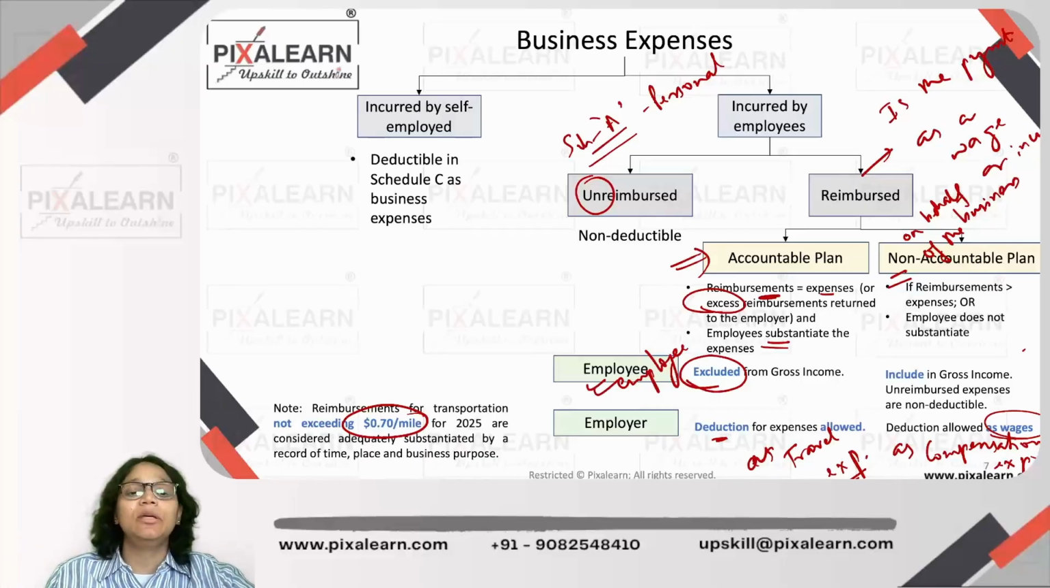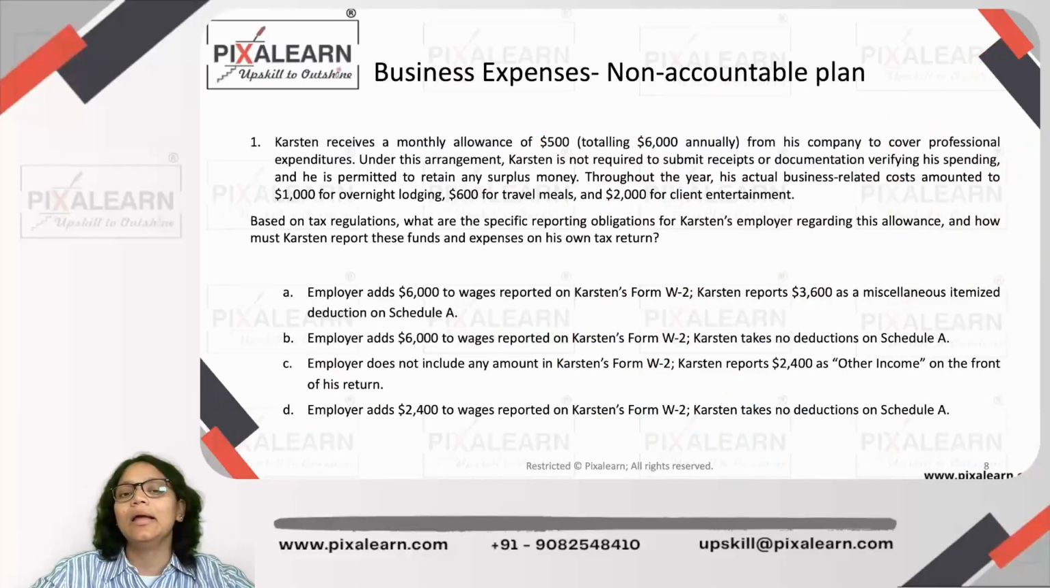I don't want you to give me any bills for this. Just look at two questions which establish the non-accountable plan. Based on the tax regulations, what are the specific reporting obligations for the employer regarding this allowance, and how must the employer report these funds and expenses on his own tax return?